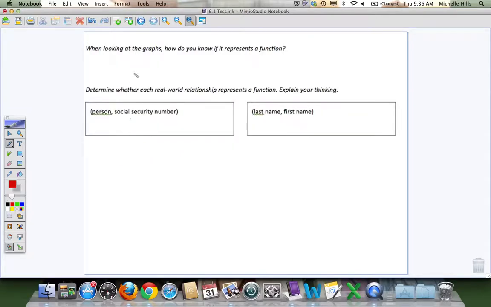Here's where they want the explanation. Looking at the graphs, how do you know if it represents a function? It is a function if it passes the vertical line test. Don't just say if it passes the vertical line test, because then is it a function or is it not a function? So it's a function if it passes the vertical line test.